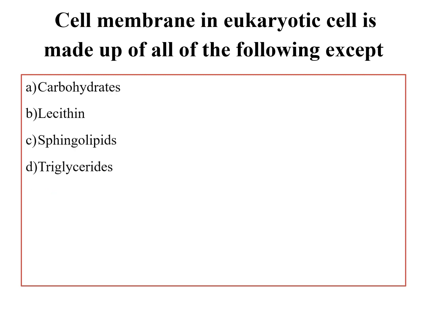Cell membrane in eukaryotic cell is made up of all of the following except carbohydrates, lecithin, sphingolipids, triglycerides. So the answer is triglycerides. Cell membrane is composed of three different types of lipids: phospholipids, glycolipids, and cholesterol. It is not made up of triglycerides. It will not have triglycerides. So that is the answer.